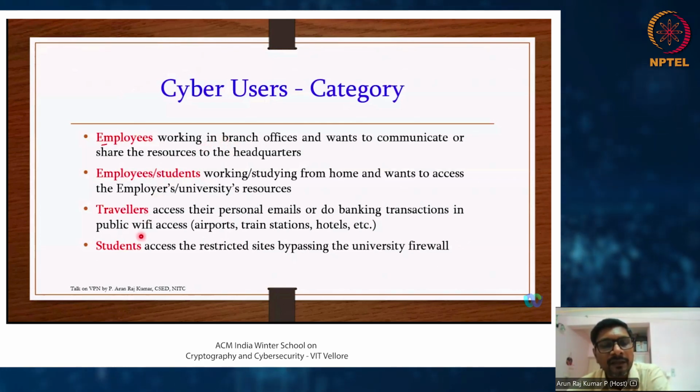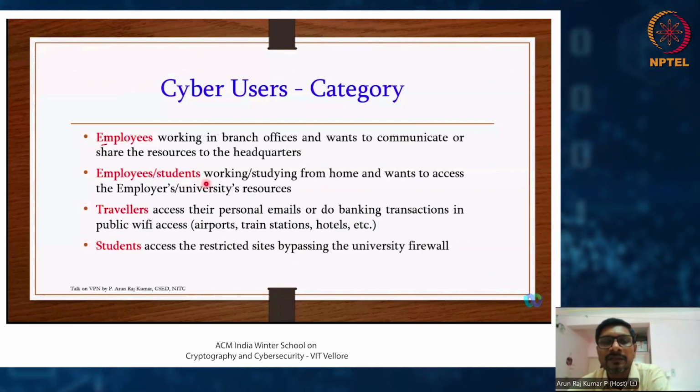And also another category where students try to access restricted sites, bypassing the university firewall. So if the university says students are not allowed to access torrents, people will try to bypass the firewall and try to download movies from the torrents and all. So these are all the different types of cyber users.